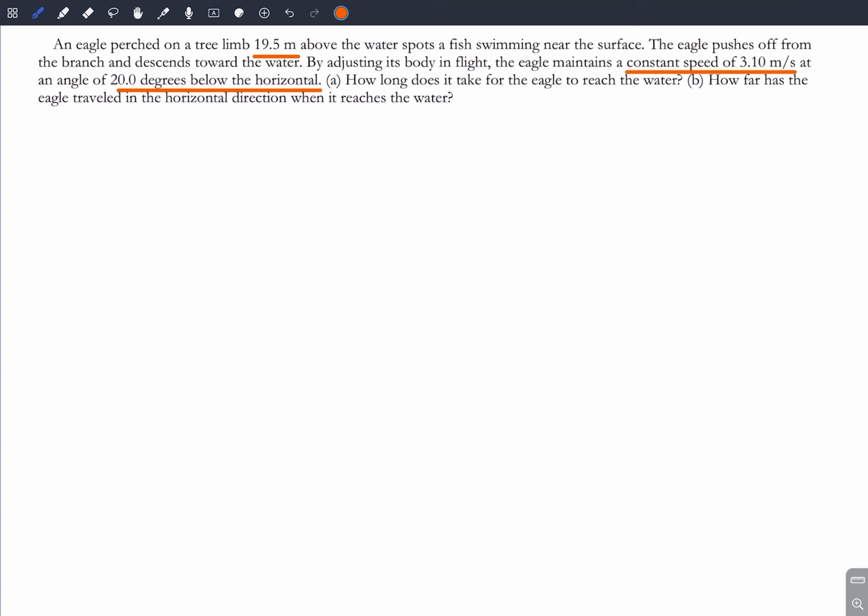And B. How far has the eagle traveled in the horizontal direction when it reaches the water?